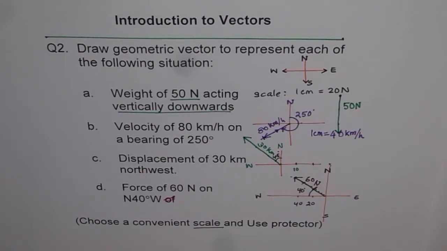Two important things to remember here is always choose a scale and a protractor so that you can accurately show your results, correct? So I've just shown you a rough sketch here. Sometimes in problem solving, a rough sketch will do. But if the problem is only to represent geometric vectors and that's the problem, you have to be very accurate.